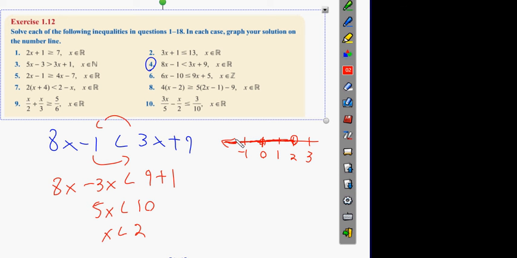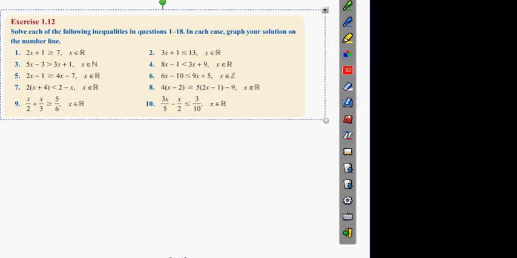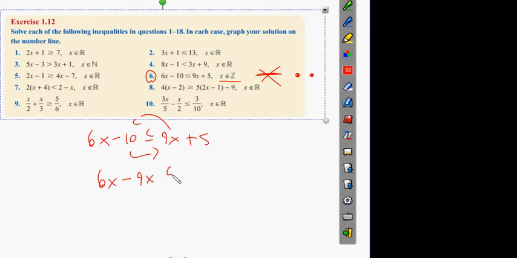That's number 4 though. Now guys, let's have a look at number 6. Now number 6 is going to be different. Number 6, for a start, is not element of R, which means it's not going to be a shaded line. It's going to be dots. Okay, no hollow dots either. Now, what we get here is 6x minus 10 less than or equal to 9x plus 5. What I want you to do is bring the 9x to the left, the 10 to the right. And what we get is 6x minus 9x less than or equal to 5 plus 10.